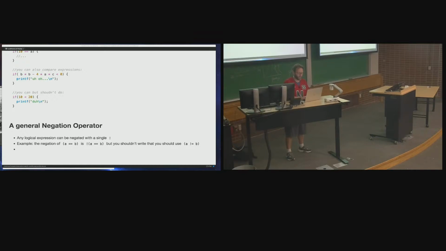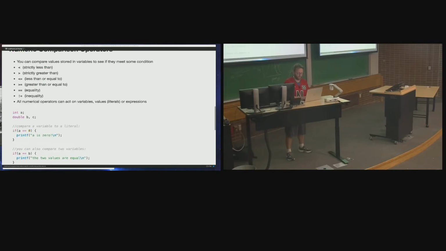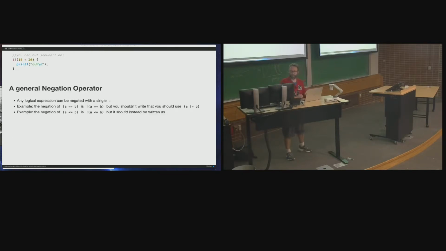Another example is going to be, suppose that the negation of, let's say, A is less than or equal to B is not, sorry, I have to go into code mode here, A is less than or equal to B, but it should instead be written as what? So A is less than or equal to B. What's the negation of that statement? A is not less than or equal to B, so it's strictly greater than. So it should be written as A is strictly greater than B.